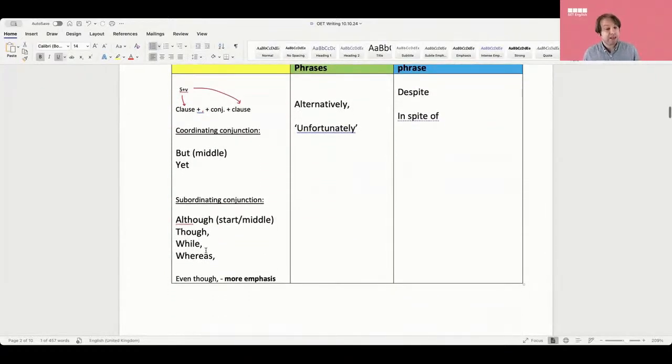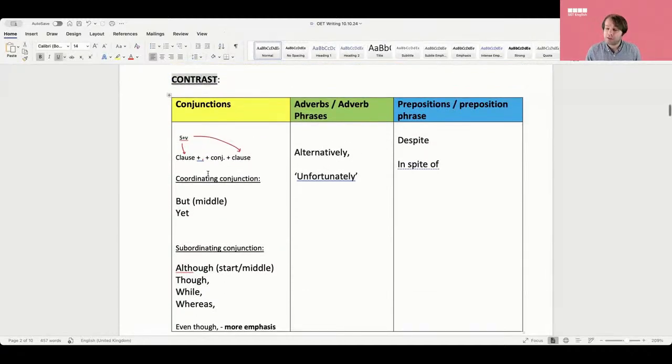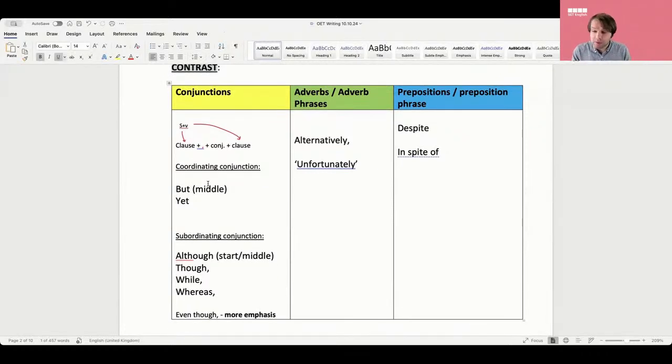Everything else, I think all of these are basically the same. But, whereas, while, though, although, it's the same. It just means contrast. Okay? Unexpected. Now, a key thing before we start writing sentences.